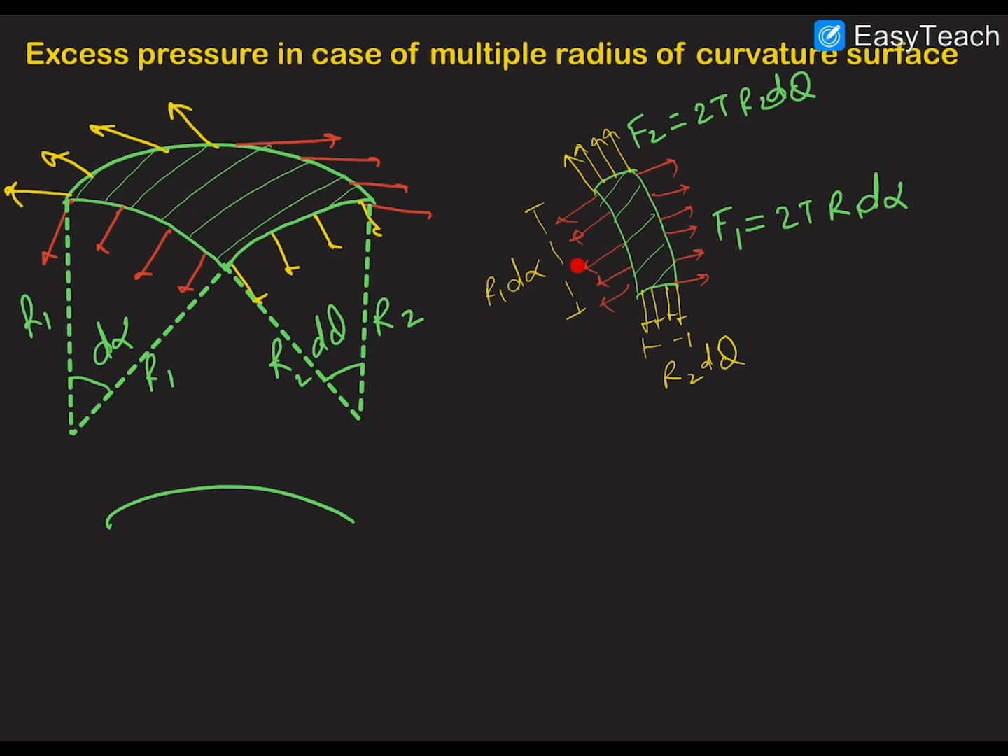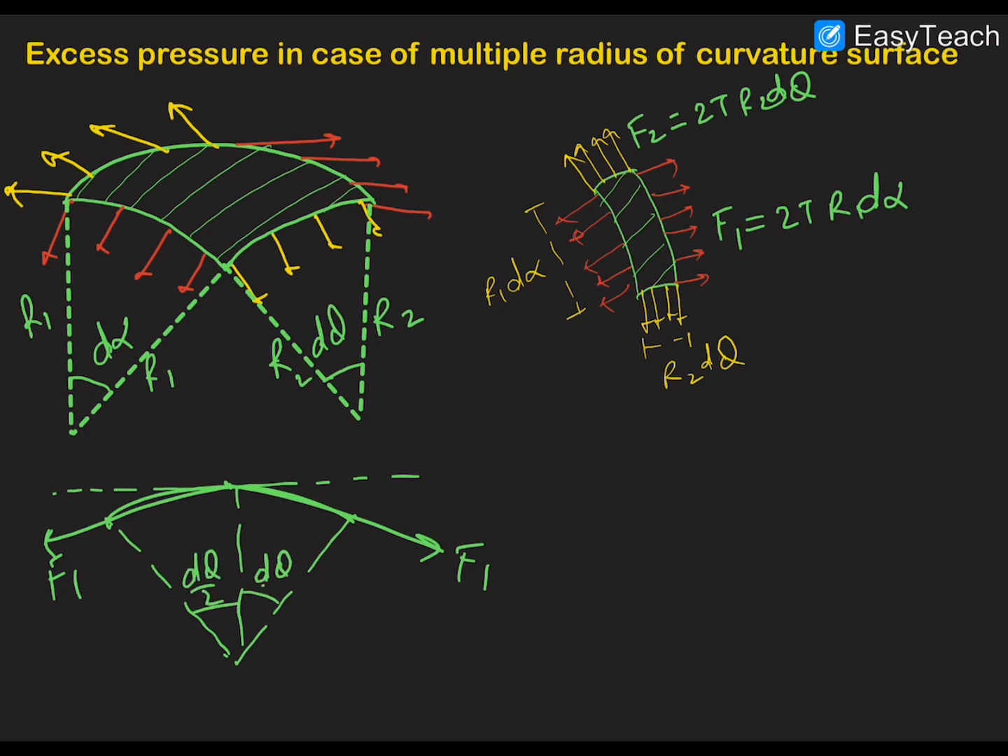Now if we draw this surface, we can see that the force F1 acting on both sides is pulling this surface like this. This is F1, this is F1, and the angle at the center will be d theta. So this is d theta by 2, this is d theta by 2. This is 90, this is 90 minus d theta by 2, 90 minus d theta by 2. So the resultant force of F1 is 2F1 sine d theta by 2.